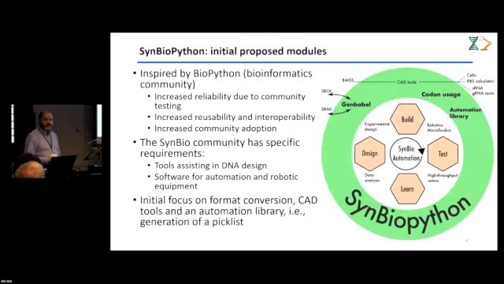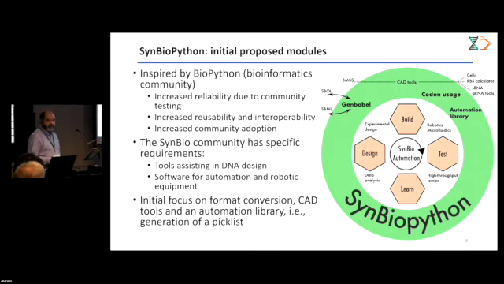And basically, the SynBio Python initiative is inspired by BioPython, which is a project that has been developed by the bioinformatics community with the same goals, that is increasing the reliability due to community testing, increasing the reusability and interoperability, and the community adoption, which is something that we were discussing in the previous session in the workshops, that are some of the problems that we have nowadays. But in the case of the SynBio community, there are some specific requirements besides the ones that usually are found in the bioinformatics community.